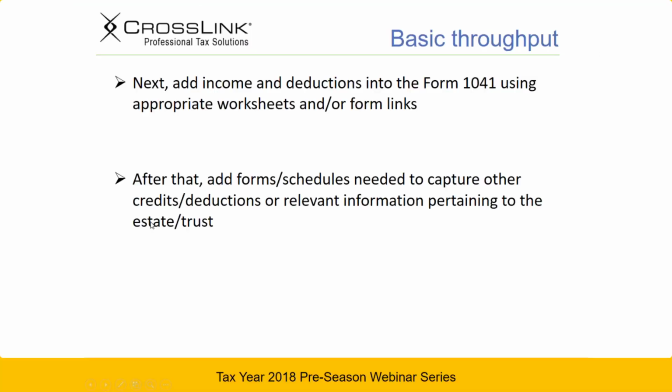After that, what you want to do is add any appropriate forms and schedules needed to capture other credits, deductions, or relevant information pertaining to the estate or trust. And one of the things that we were talking about before is that you have a complete list of the different forms that you can add. So as an example, if there was a rental property, you need to add a Schedule E or whatever it might be, all that's available by simply going up to the Add Forms piece. So you start with the income, any basic deductions, and then any additional forms, which again delves into the tax theory piece of this whole thing, but you are going to be adding those forms, and then that will give a complete picture of the state of the estate, if you will, or trust.